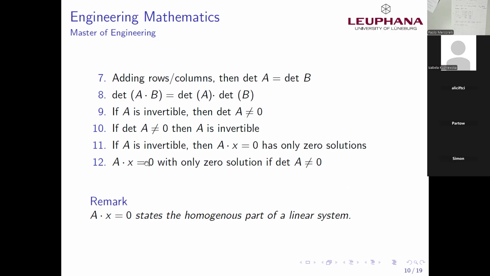Look at the 12. If its determinant is not 0, we have only 0 solution. If the determinant is 0, we don't have only 0 solution. We can read also in the form. Let me see if I can.